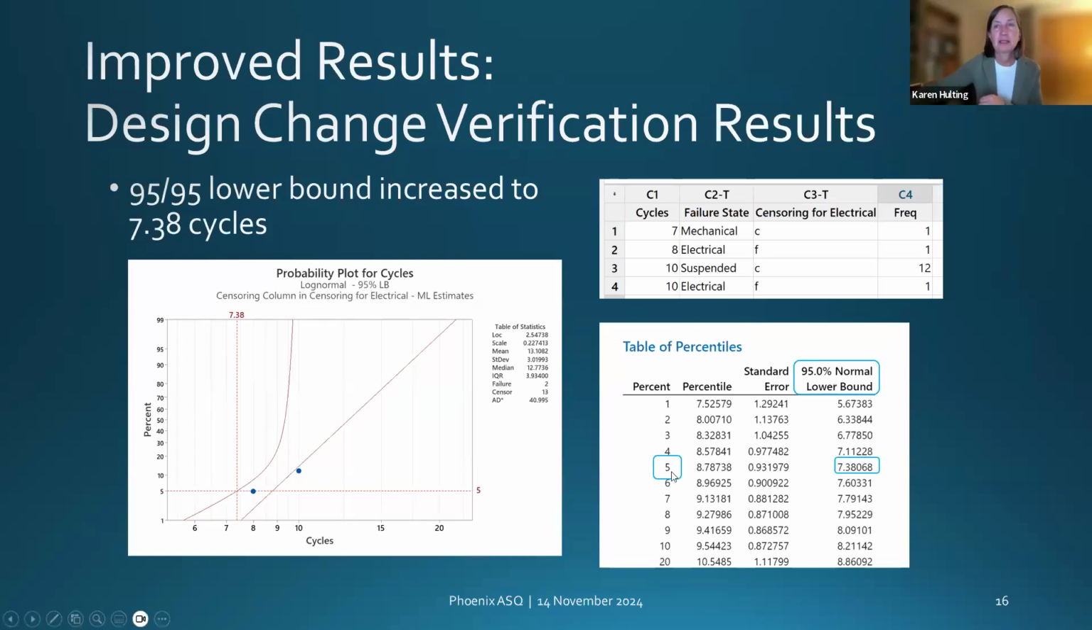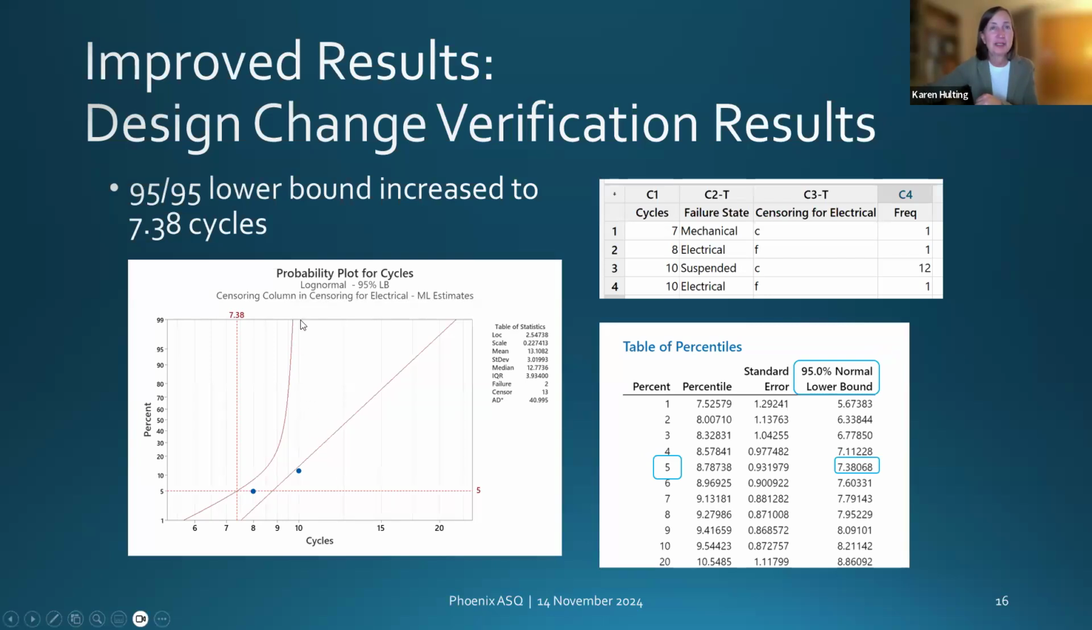We find that our estimated 5th percentile is almost 9 cycles. And then with that very consistent results that we saw, our lower bound is at 7.3. So a huge improvement in the reliability performance of this product. You know, this kind of close to real, but a little bit coded product that we're talking about here.